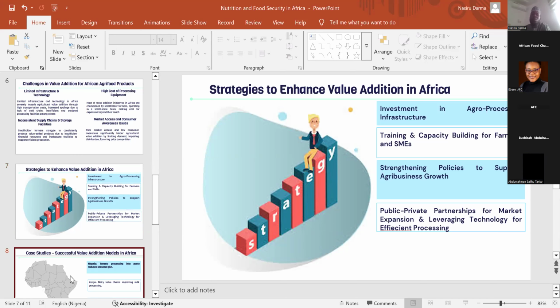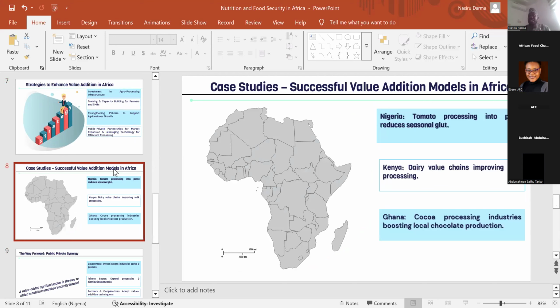So quickly, let's look at some of these case studies of value addition on the African continent. I wish I could give us more than this because we have more in Africa, but let me just look at it from this perspective. Look at tomato processing into paste to reduce seasonal glut in Nigeria. We have some companies in Nigeria that are into that, trying as much as possible to reduce seasonal glut in the tomato value chain. Why am I citing tomato as an example?